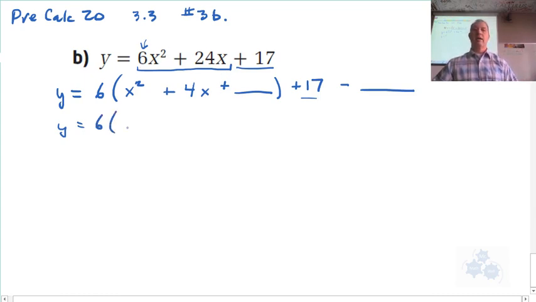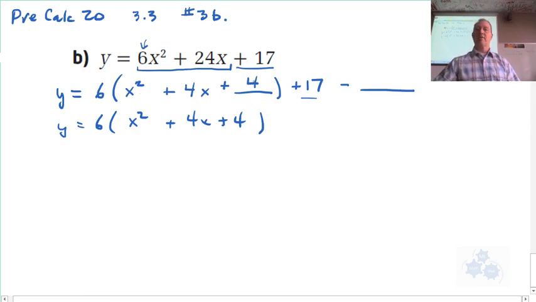So let's do that. You take a look at the b term, or the middle term here, the x term. That number, you divide it by 2 and then square it. So 4 divided by 2 is 2, squared is 4, right? So 4 goes there. Now, everyone see that? Is that good? Okay, so we've completed the square in there.